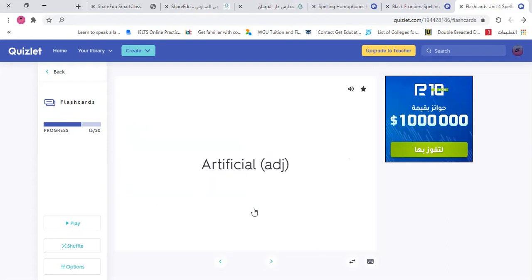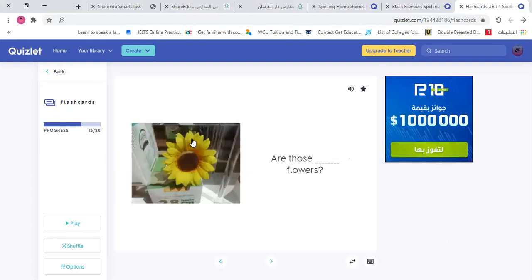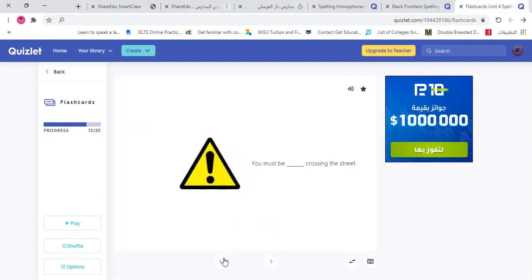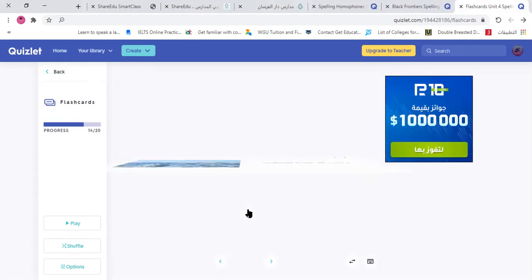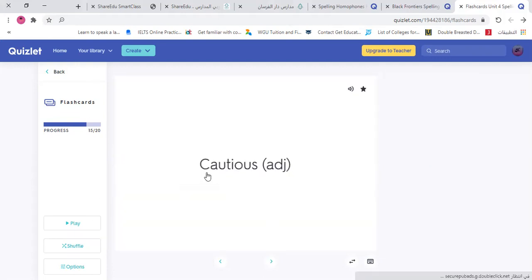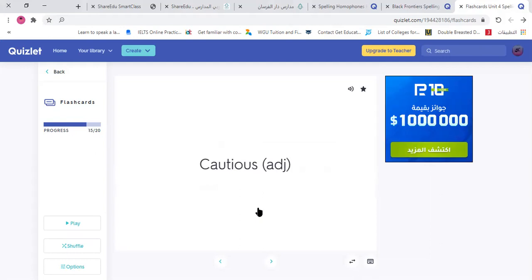Then we have artificial. This flower is artificial. It's not real. What does it mean, artificial? Fake. Yes, it's fake, not real. Then we have glacier. This place right here has a glacier. What is a glacier? The land of ice, a land of ice over a river, like this one. Now the water will move that glacier from one place to another. We call it a glacier. We have also cautious. You have to be cautious when you go out in the rain because sometimes there will be a flood. So what does it mean, cautious?